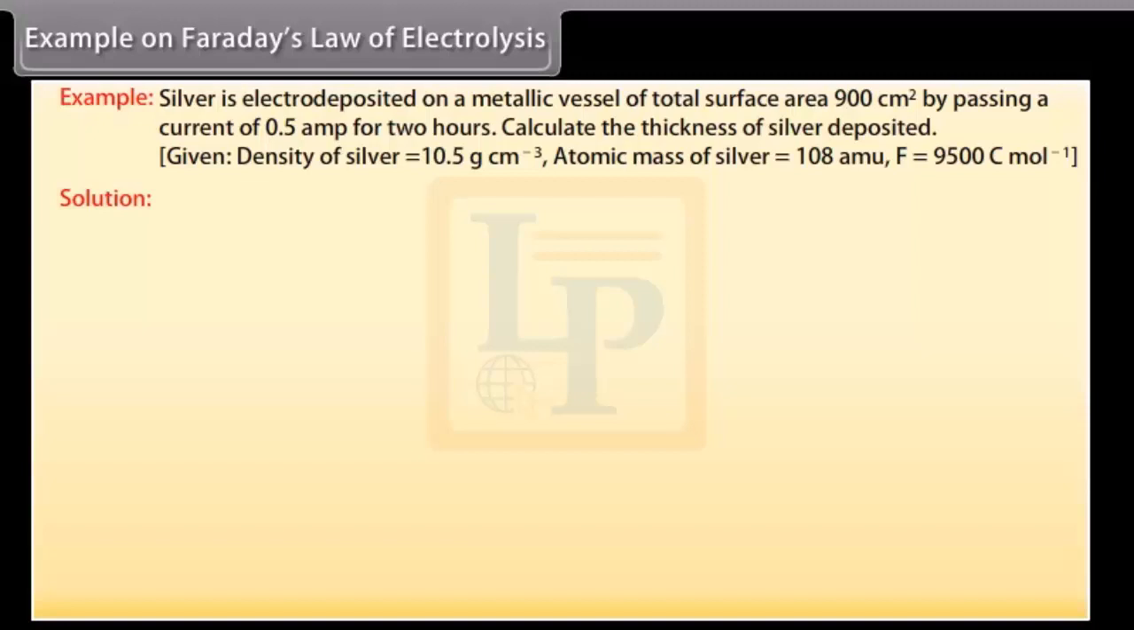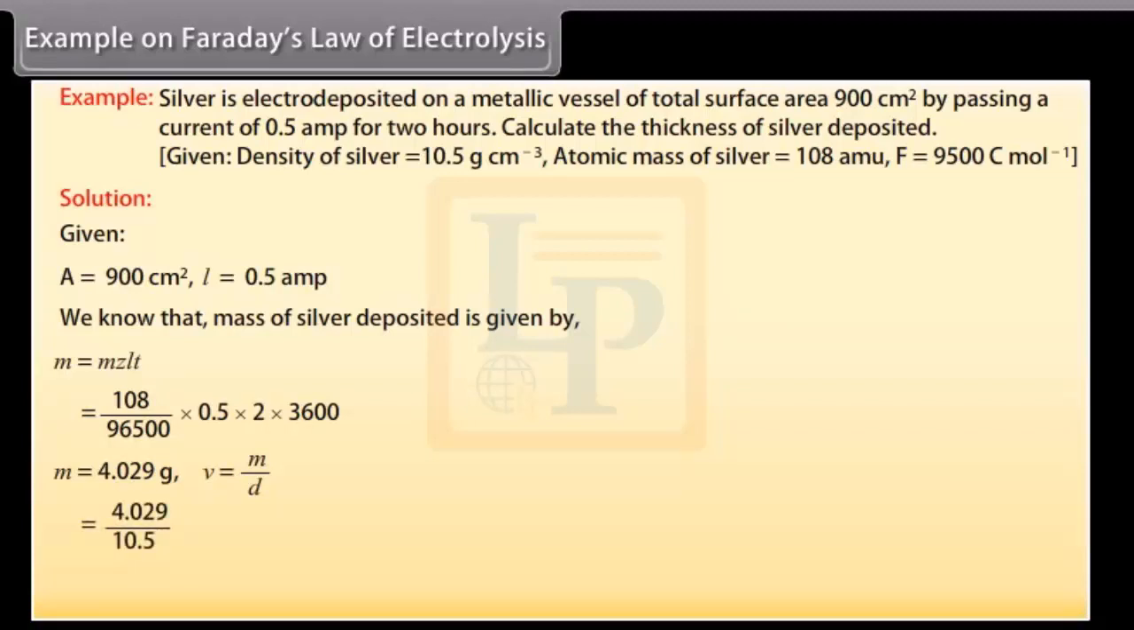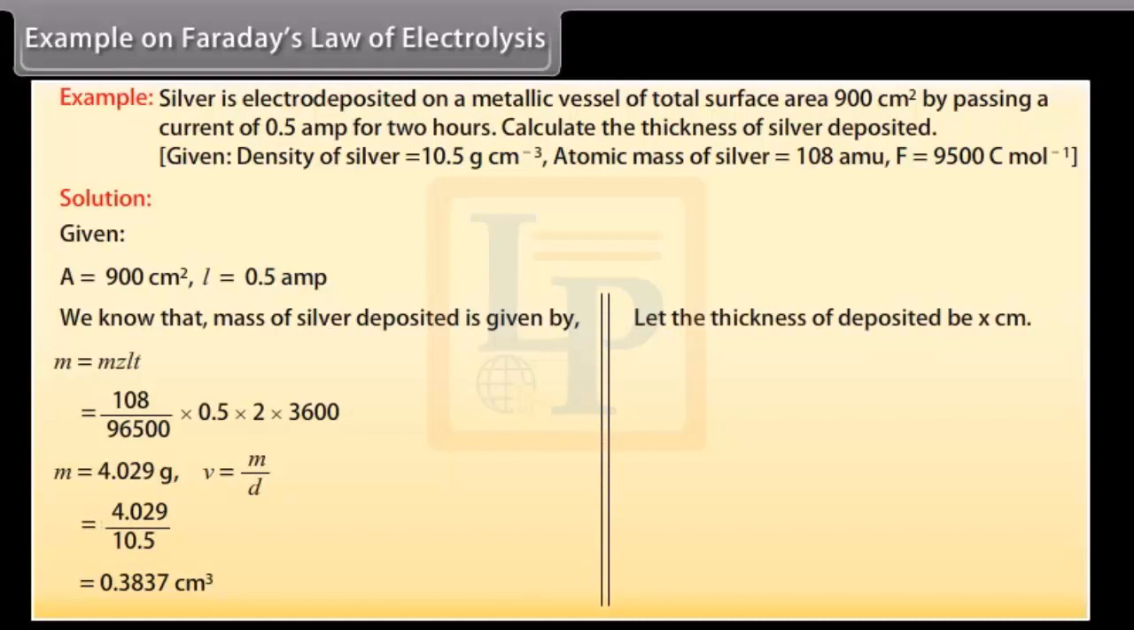Let's see the solution. Here given values are A is equal to 900 centimeter square, I is equal to 0.5 ampere. We know that mass of silver deposited is given by M is equal to ZIT. By putting the values we get M is equal to 4.029 gram. We know that V is equal to M upon D. By putting the values we get V is equal to 0.3837 centimeter cube.